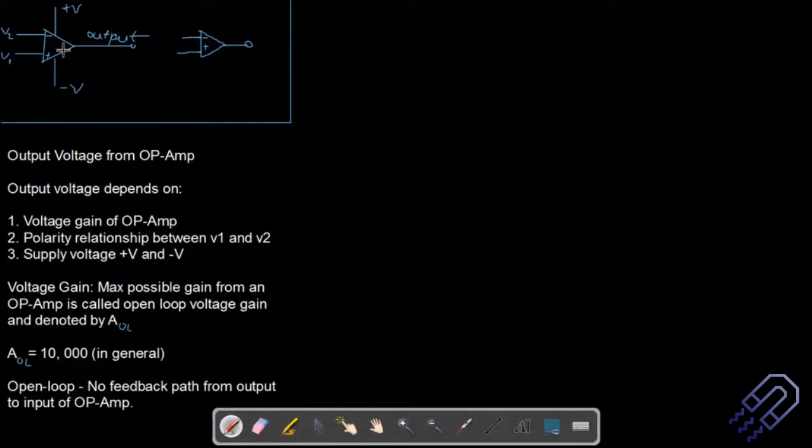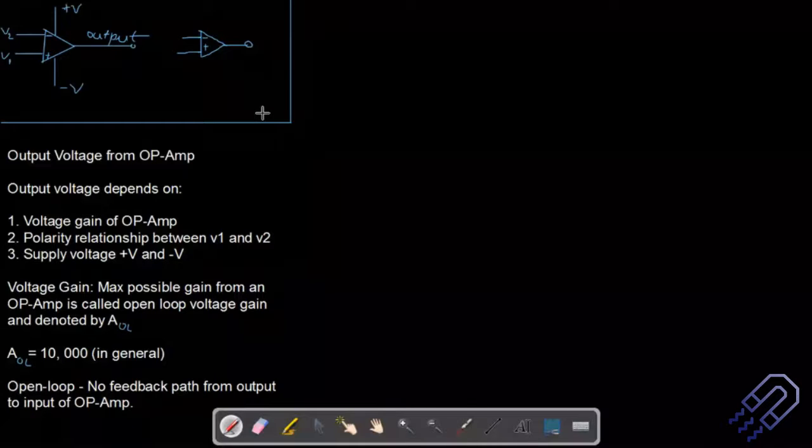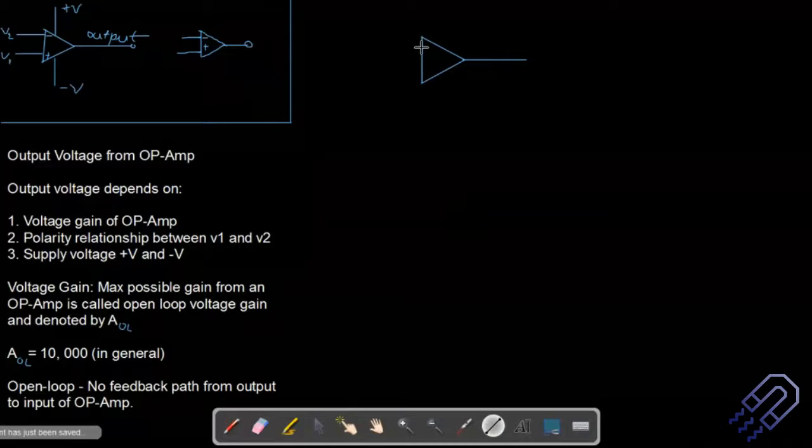So if there is an open loop, we also should have something which we call a closed loop. Let's draw that closed loop circuit, and then you can easily differentiate between open loop and closed loop. The closed loop circuit is quite popular. I will draw some resistors at this end, and then I can have a signal at this end.